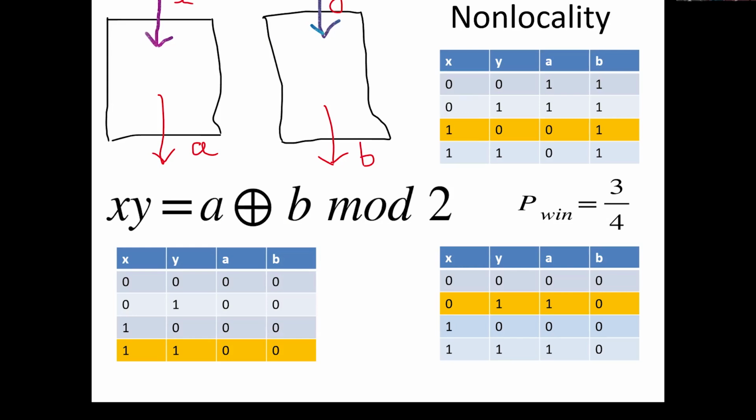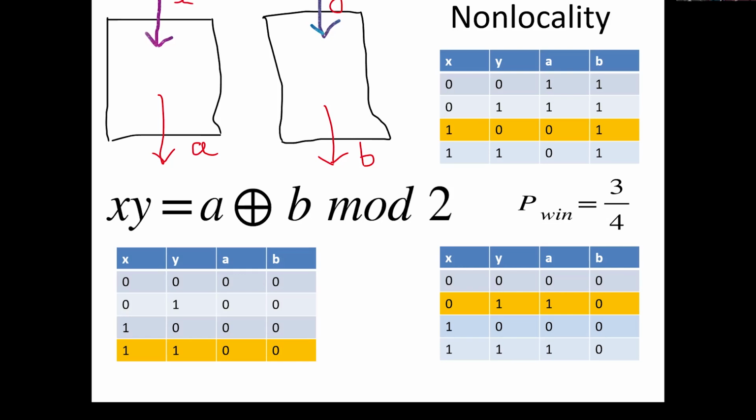To give you a simple example of non-locality, suppose I play a game. The game is such that we have two boxes, which are called non-local boxes. Each one of them has an input, X and Y, and an output, A and B. X, Y, A, B could be 0 or 1. Now I would like to adjust my outputs such that this condition is satisfied: the product of X and Y equals A exclusive OR B.